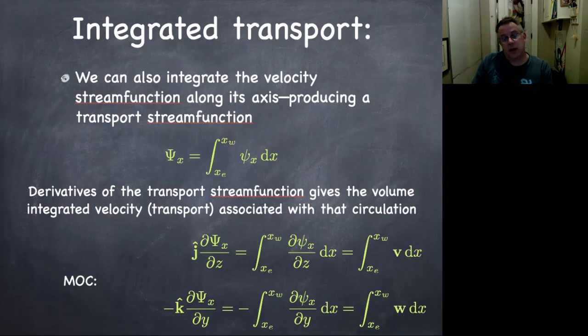So if we think about that for a second, we want to integrate that one along its axis, so along the zonal direction. When we do that, we get something that has the units of sverdrups. If we take its derivative with z, we get the x integrated meridional velocity. If we take its derivative with respect to y, we get the x integrated vertical velocity. Cool. This is the meridional overturning circulation. This is the meridional overturning transport stream function.